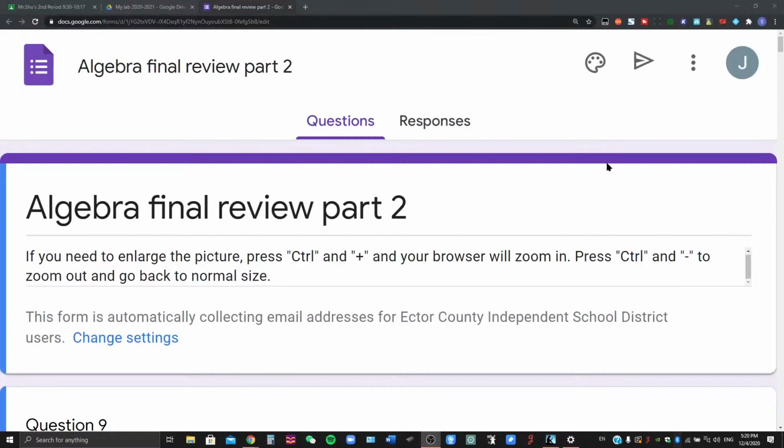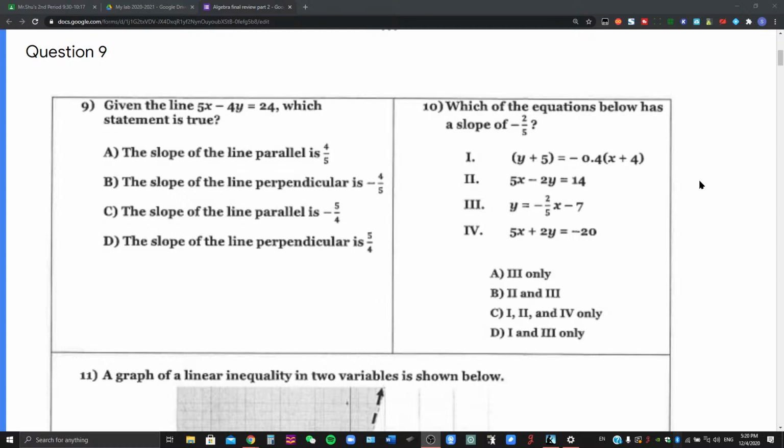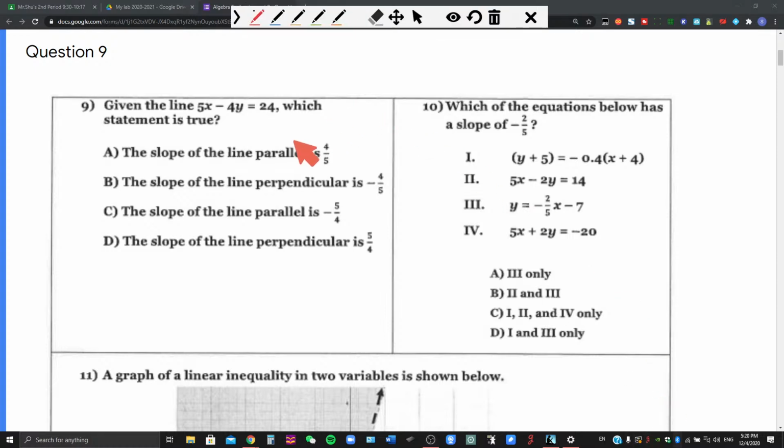Okay, class, let's do part 2 of algebra final review. First is question 9. Given the line 5x subtract 4y equals 24, which statement is true? If we observe these options, they are basically asking you about the slope. So we need to decide about the slope.